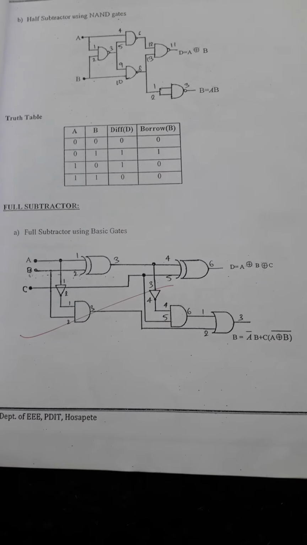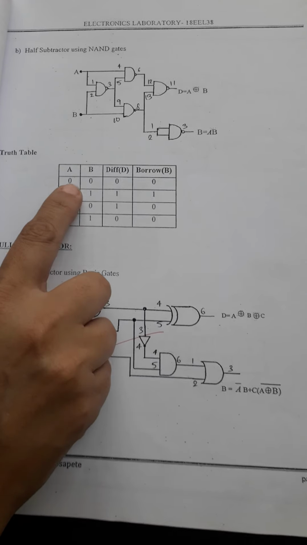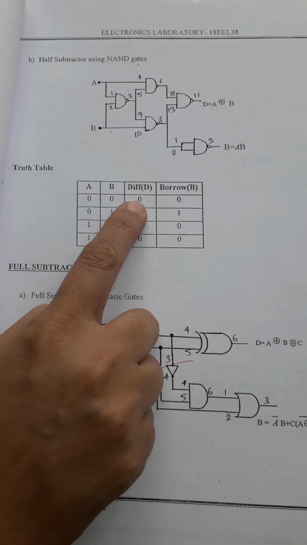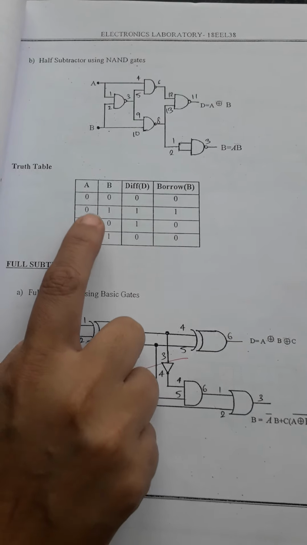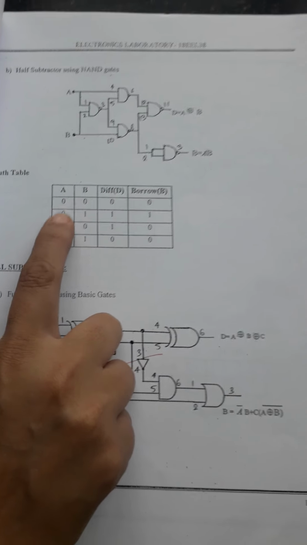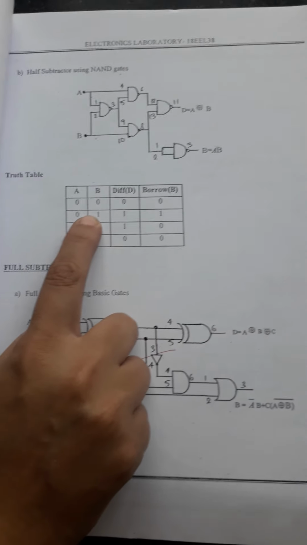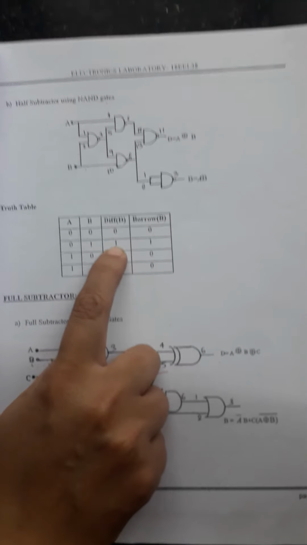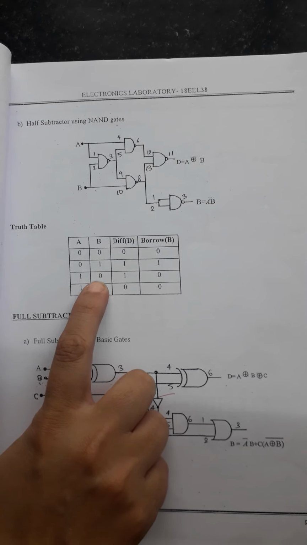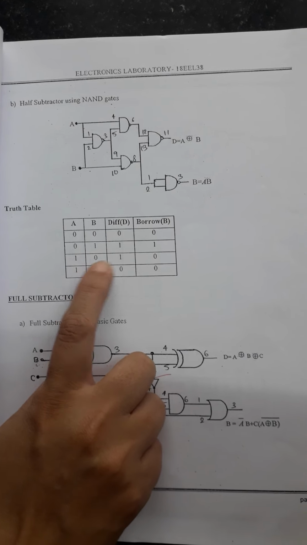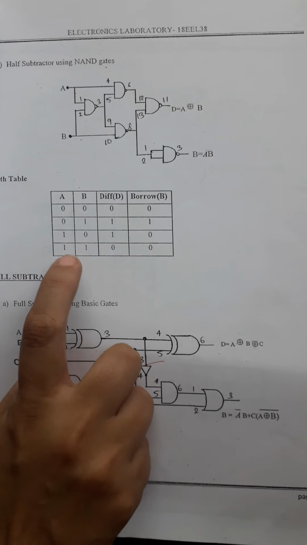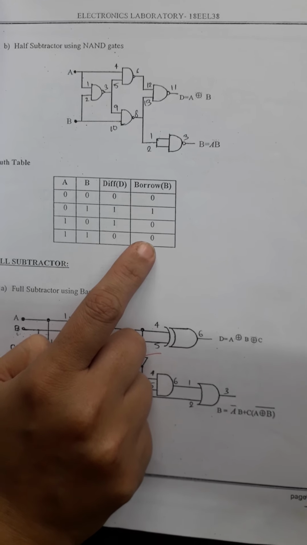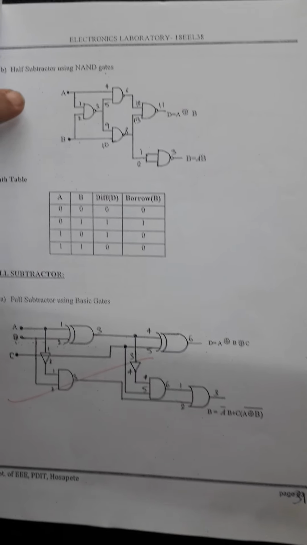And let us see how you will be getting the truth table. So truth table 0 0. That is 0 minus 0, what you will be getting? Difference is 0 and also borrow is 0. Now 0 minus 1, you will be getting answer as minus 1. So minus 1 means you will be having borrow 1 and difference is 1. So 1 minus 0, difference is 1, you will not be getting any negative sign, so borrow will be 0. 1 minus 1, it is 0 and you are not having any negative sign, so borrow also will be 0.